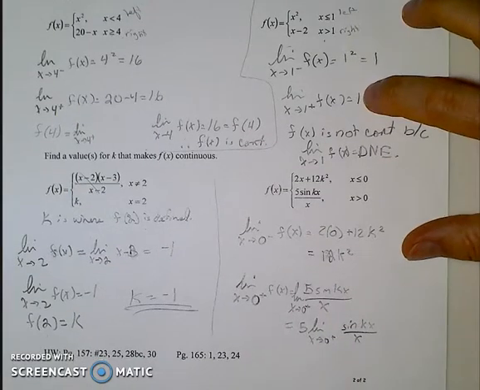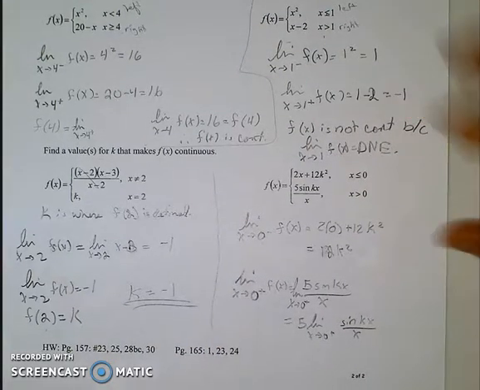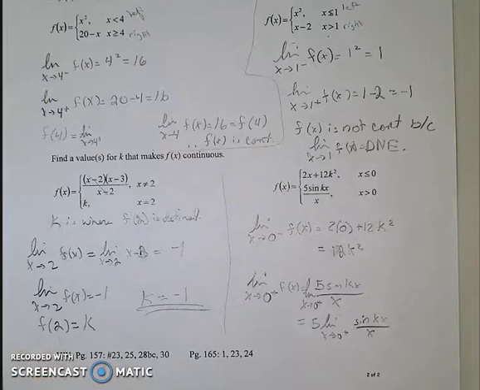Please finish this. What was the rule that we learned? Figure out what we need to multiply that by. Set the two limits equal and figure out k. Good luck, and I will see you in class.